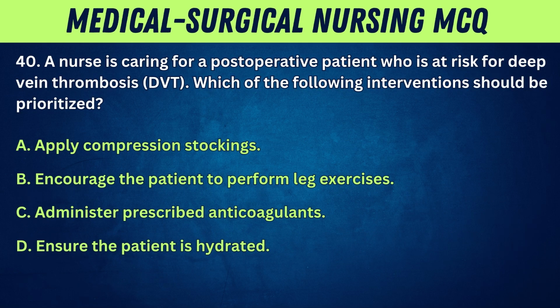40. A nurse is caring for a postoperative patient who is at risk for deep vein thrombosis, DVT. Which of the following interventions should be prioritized? A. Apply compression stockings. B. Encourage the patient to perform leg exercises. C. Administer prescribed anticoagulants. D. Ensure the patient is hydrated.